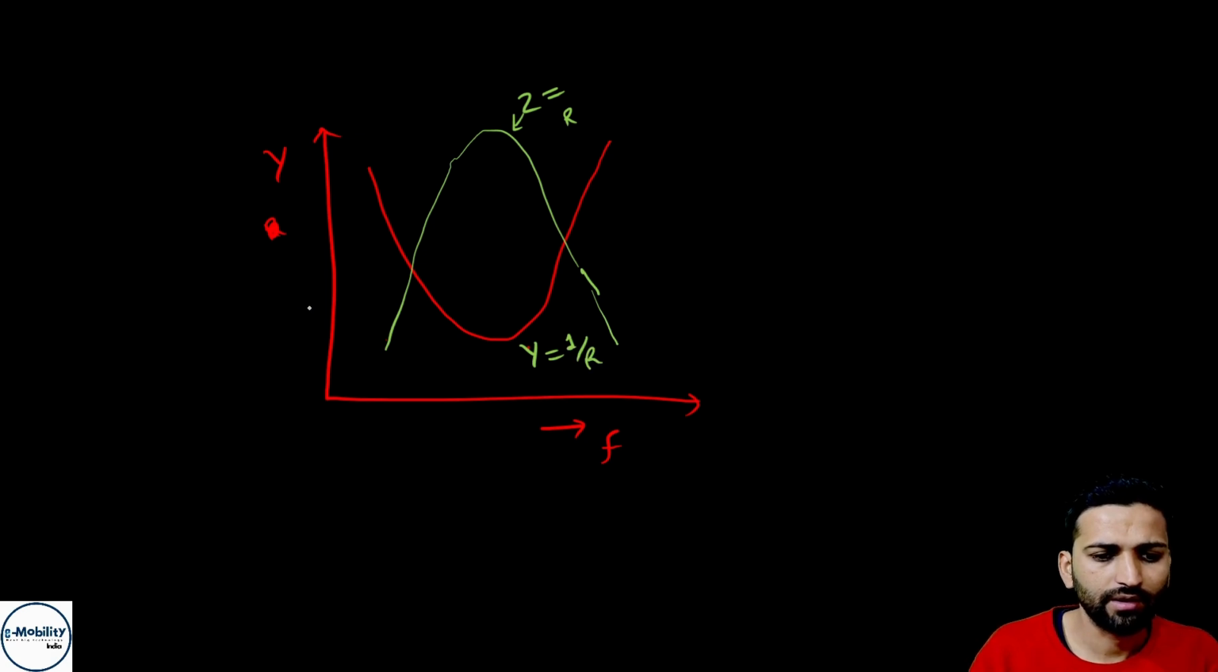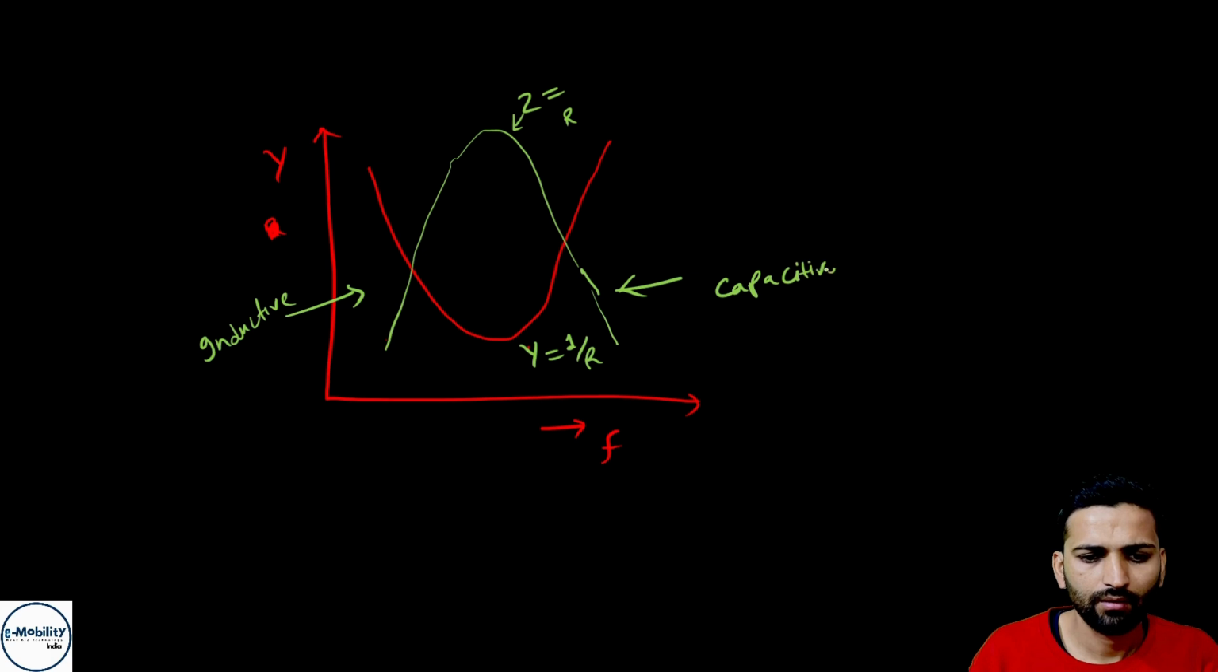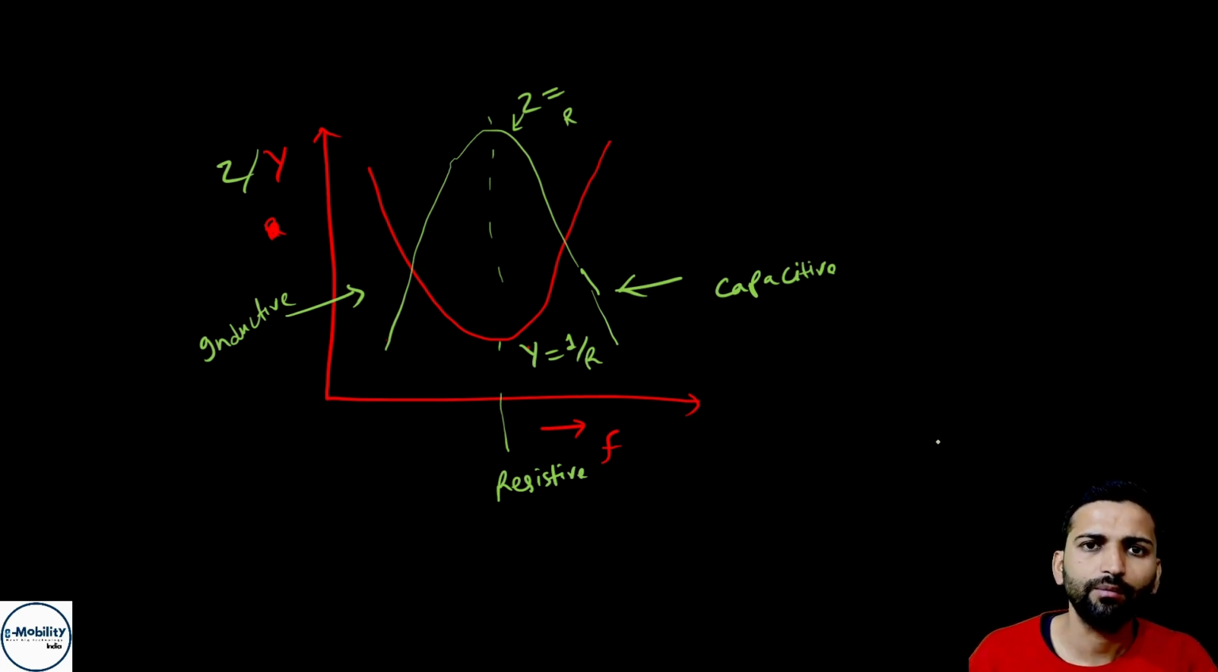Here the circuit is inductive, and here the circuit is capacitive, and at this particular moment the circuit is resistive. So this is a kind of special circuit, which is a parallel resonance circuit.